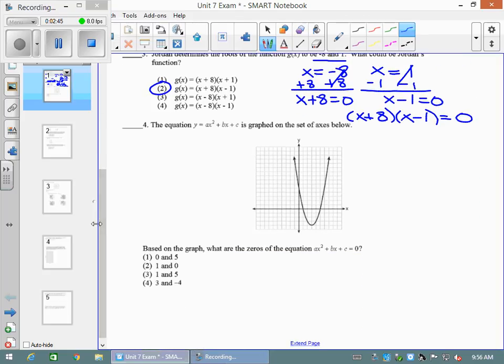For number 4, we're given the graph of a quadratic, and it's asking us what the zeros of this equation are. So remember, zeros, another word for that is roots or x-intercepts. So I'm looking at the values at which the graph is crossing the x-axis. So I can see 1 here. This is where x is equal to 1. It's going to go over to x equaling 5. I see another 0, so choice 3 shows both of those solutions.